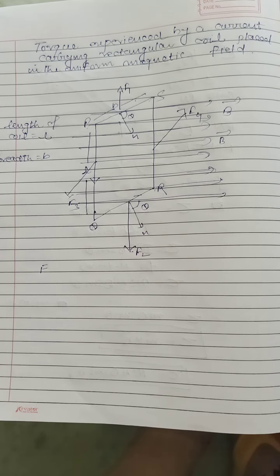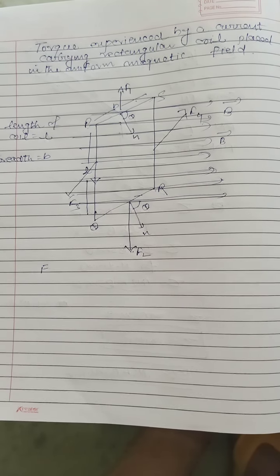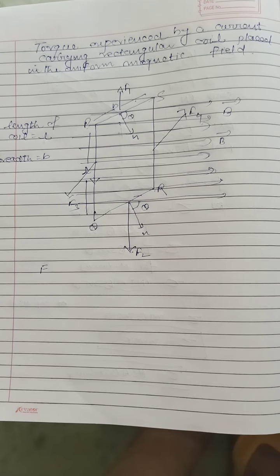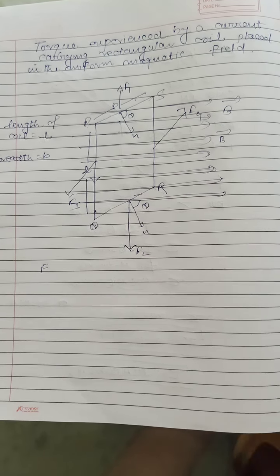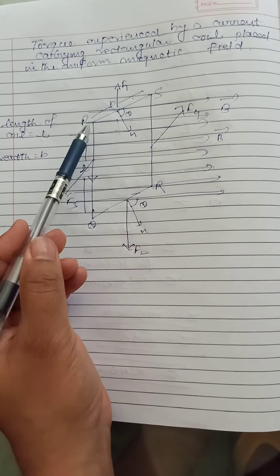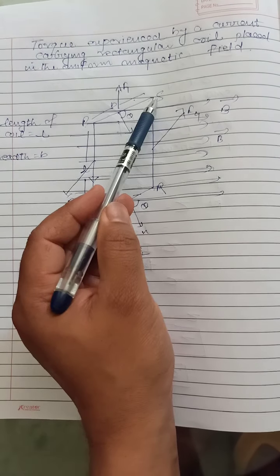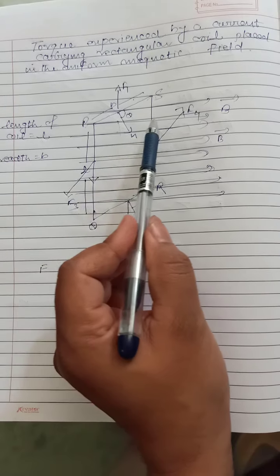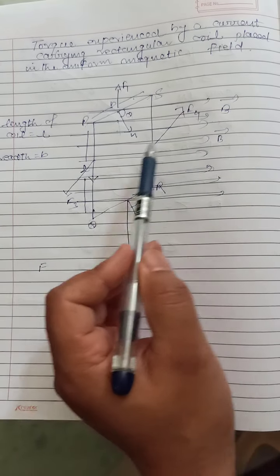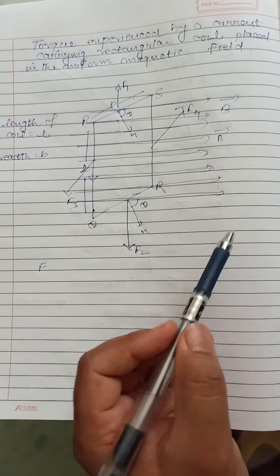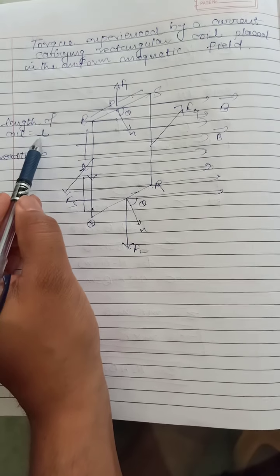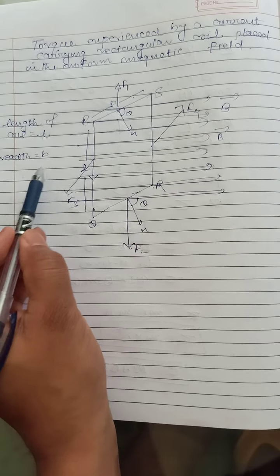Good morning, students. Today I am going to deliver a lecture on the torque experienced by a current carrying rectangular coil placed in a uniform magnetic field. First of all, we draw the diagram. PQRS is a rectangular coil placed in the uniform magnetic field represented by the parallel lines. Length of coil is L, breadth of coil is B.